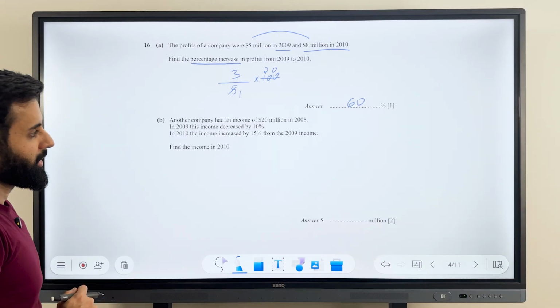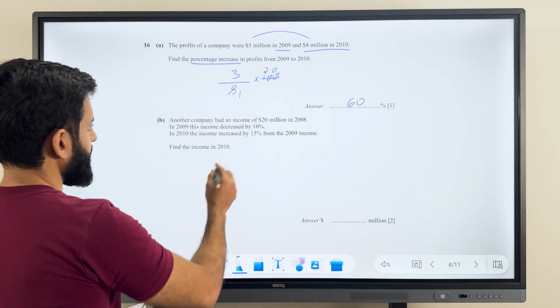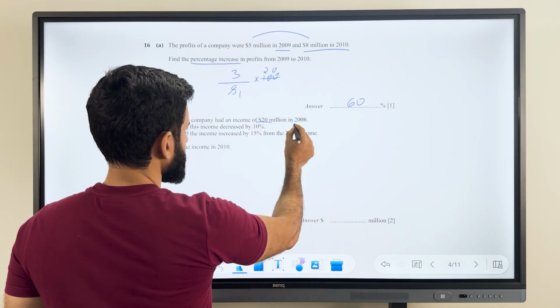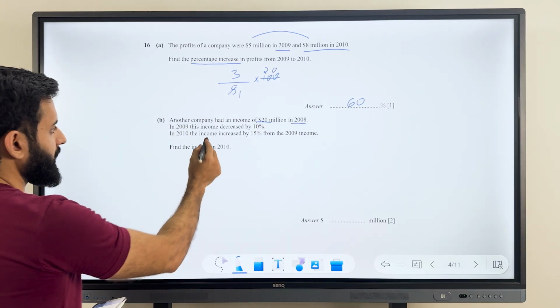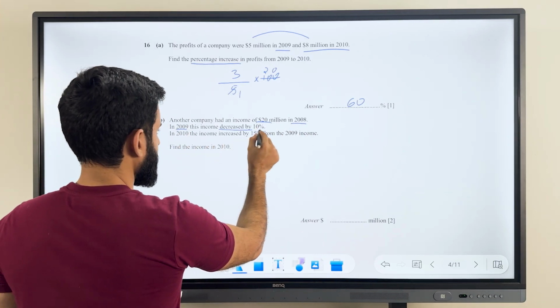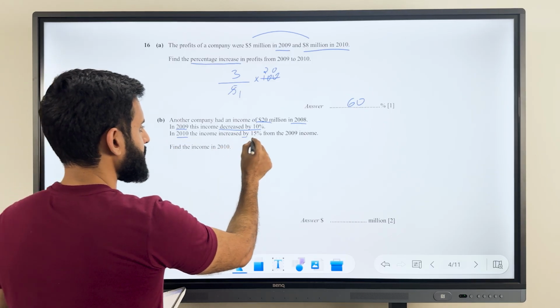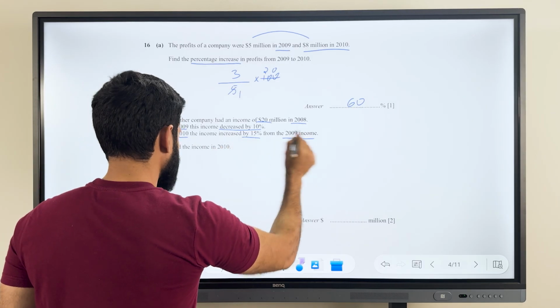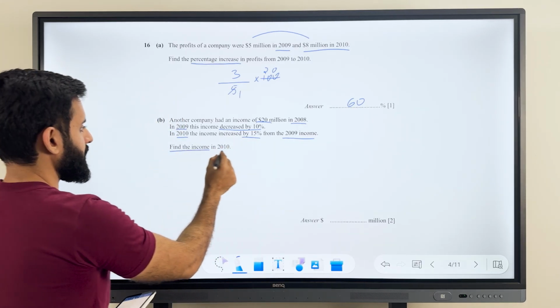Okay, now let's look at part B. Part B says another company had an income of $20 million in 2008. In 2009, this income decreased by 10%. In 2010, this income increased by 15%. From the 2009 income, find the income in 2010.